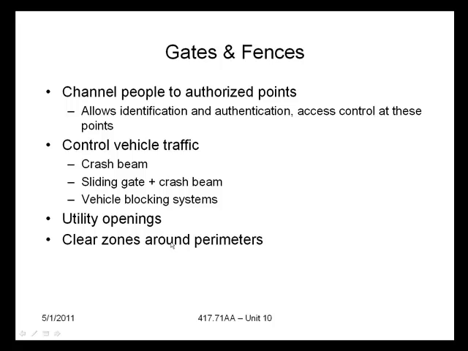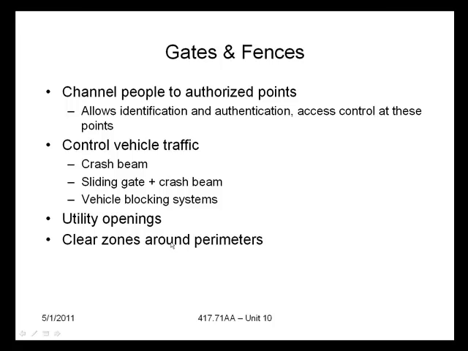Gates and fences, you also need to concern yourself with utility openings. You don't want to fence the perimeter and then allow someone to get through, say, the sewer system, or someone to climb through a crawl space or a large ventilation tube to get to an unauthorized location. You need to make sure that those are secured as well as part of your access control.